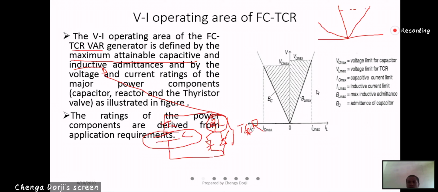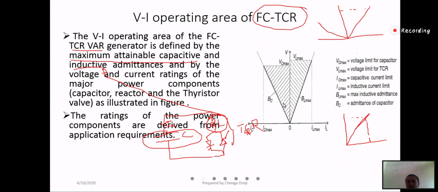So now the inductor. This is nothing but the VI characteristics of a resistor. You know Ohm's law, no? Like Ohm's law, you can follow this for inductance. So it follows a linear circuit method, so linear characteristics. So the FCR TCR will operate within this area, this shaded portion. Beyond this, the maximum attainable voltage will be up to this, and then maximum current will be up to this. And then maximum admittance is defined this way. So beyond this area, it will not be able to operate, only within this.